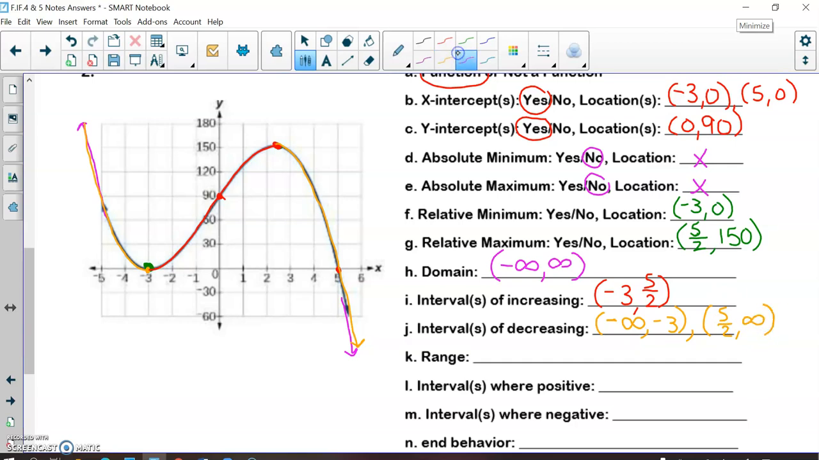All right, my range. Well, this goes up and up and up forever and down and down and down forever. So my range is -infinity to infinity.